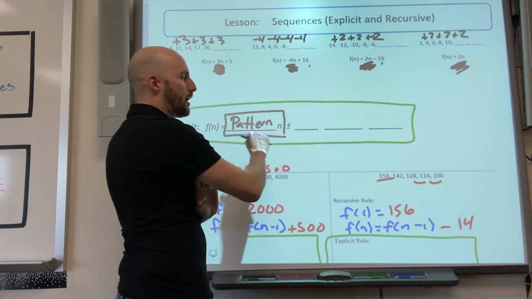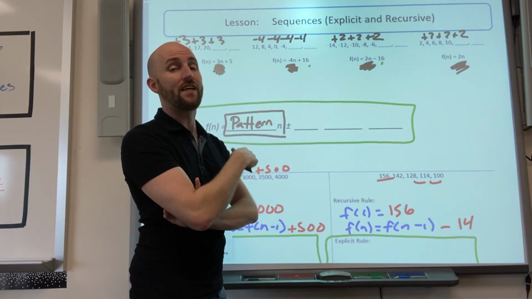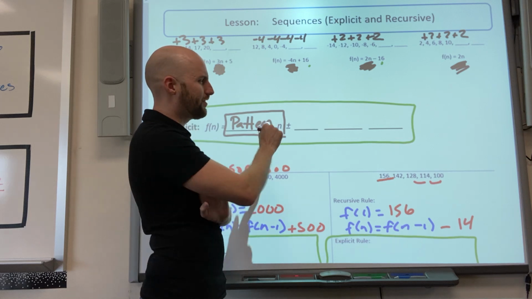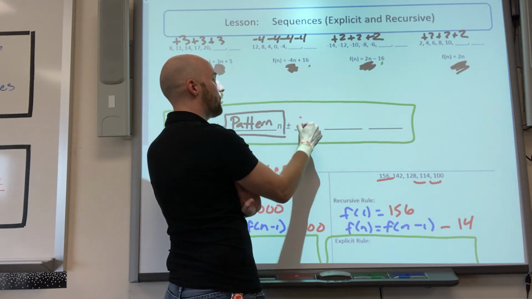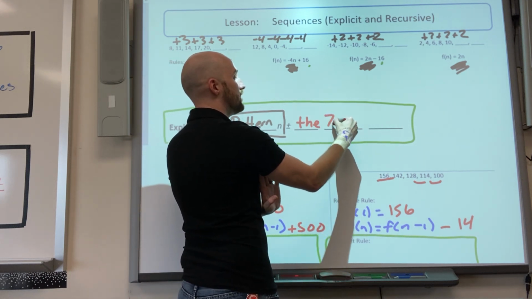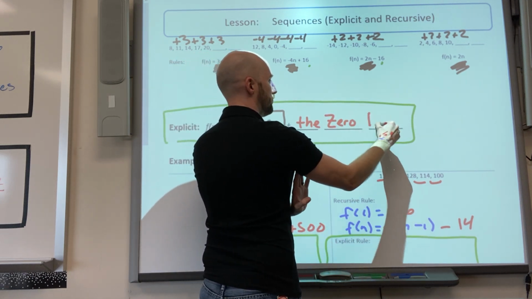Now, this part, I'm going to tell you what it is, then I will show you how to find it. Okay, te voy a decir qué es, y de ahí voy a hacer el ejemplo de cómo encontrar. It is going to be the zero number.